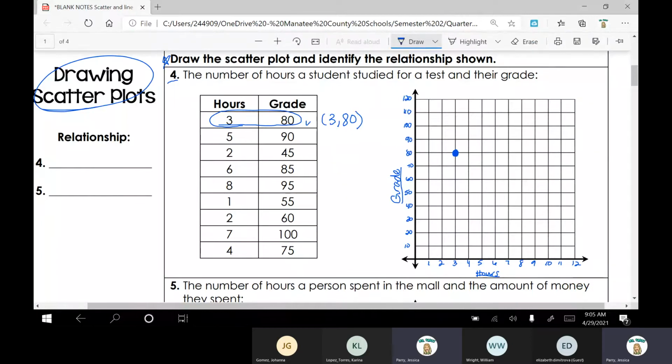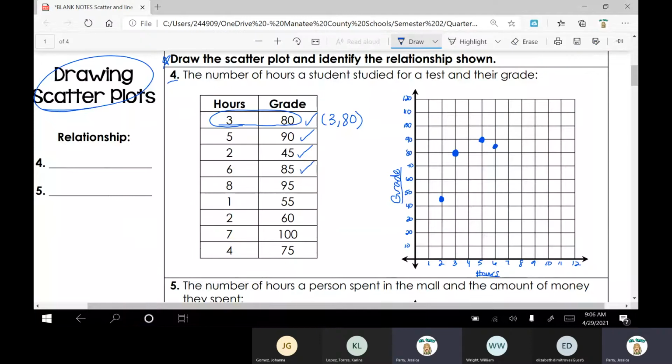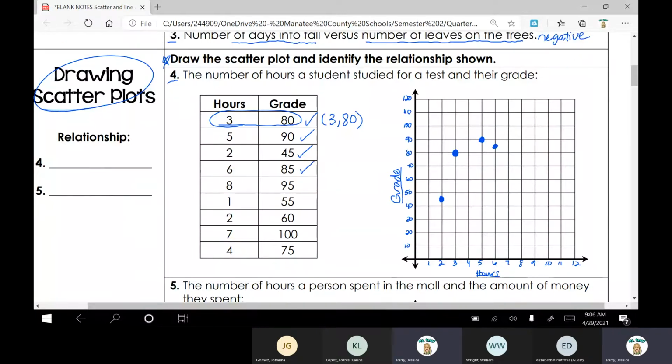So I did my first one. Then my next one is 5, 90. So I go over to the 5, and I go up to 90, draw my dot. That one's done. And the next one is 2 and then 45. So I go down to 2, up to 45. And this one kind of falls in between the 40 and the 50. So just try your best. It's not going to be perfect. That one's done. Then we got 6, 85. So 6, go up to 85, which is about here. That one's done. And then 8, 95, which is in between.